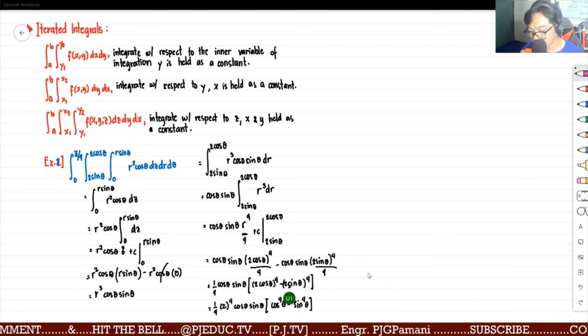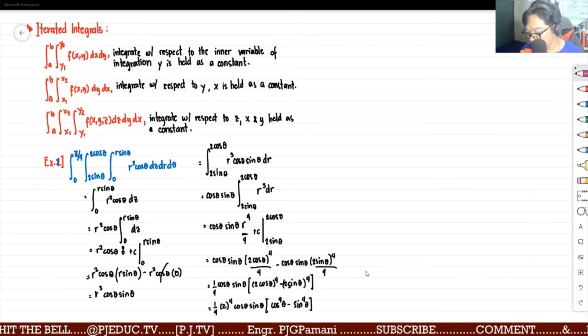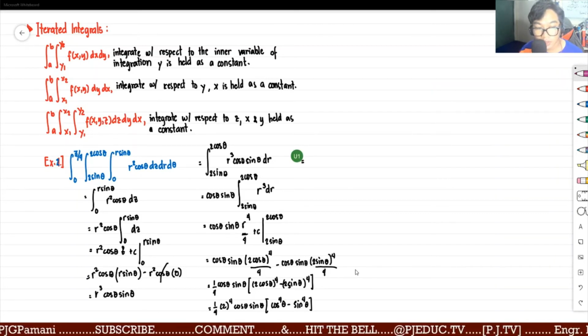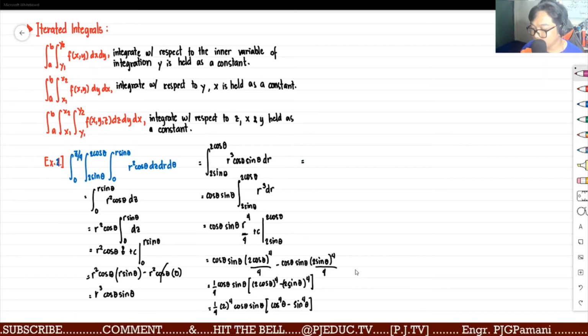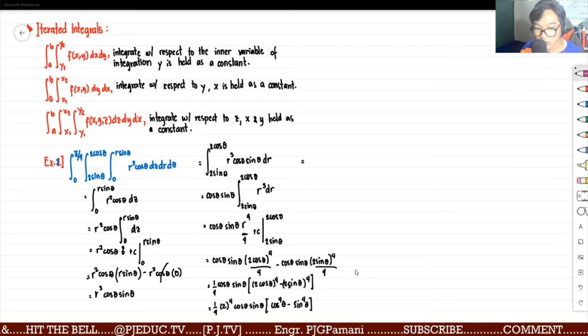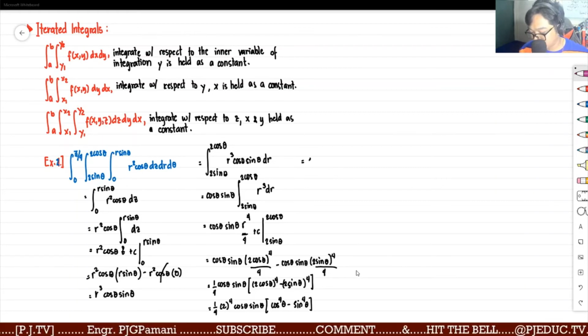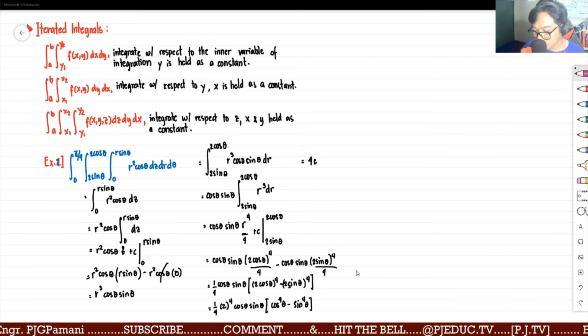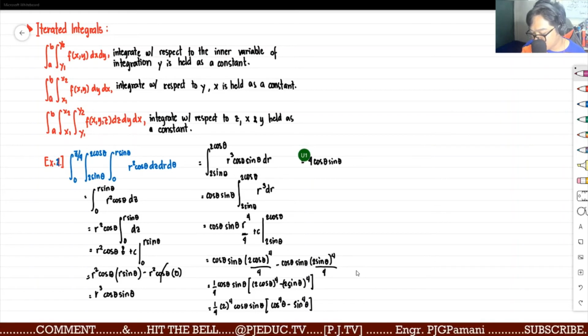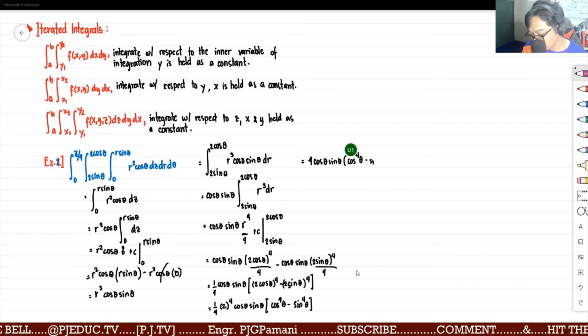Okay? Simplify that again. That is 1/4 times 2 raised to the 4th. That is how much? That is 4. 4 cosine theta sine theta times cosine raised to the fourth theta minus sine raised to the fourth theta.